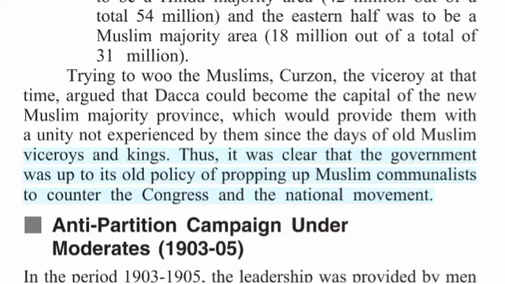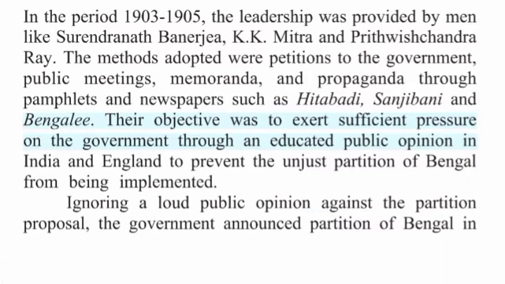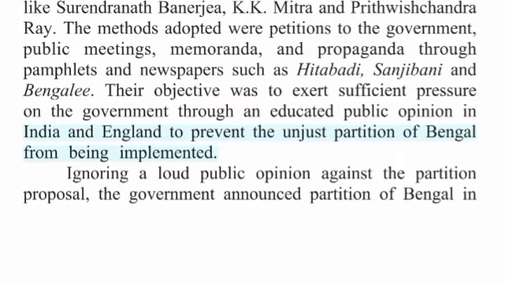Anti-partition campaign under Moderates, 1903-05. In the period 1903-1905, the leadership was provided by men like Surendranath Banerjee, K. Mitra and Prithwishandra Ray. The methods adopted were petitions to the government, public meetings, memoranda, and propaganda through pamphlets and newspapers such as Hitabadi, Sanjibani and Bengali. Their objective was to exert sufficient pressure on the government through an educated public opinion in India and England to prevent the unjust partition of Bengal from being implemented.